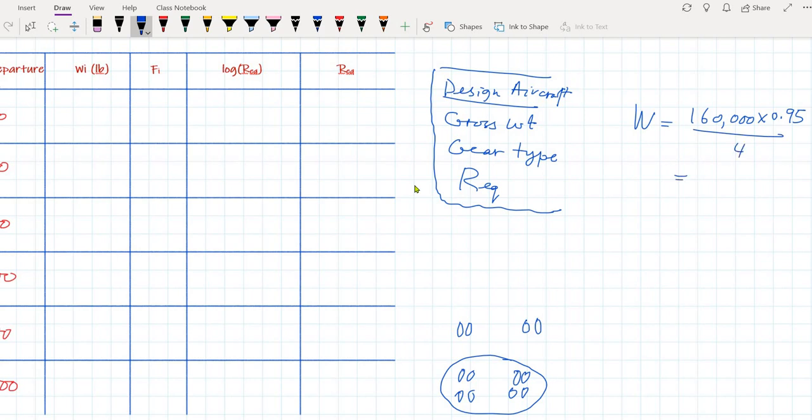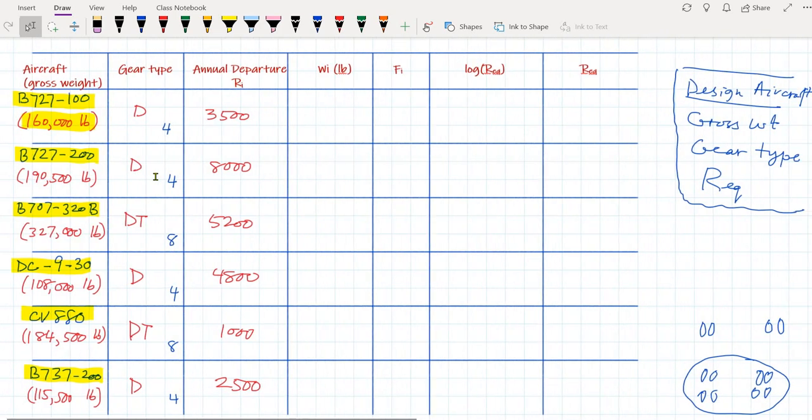So if we multiply 160,000 by 0.95 and divide by 4, it comes to 38,000. So one wheel is going to carry 38,000 pounds. I'm not going to write units because I have written here that the unit is pound. Next, 190,500, again 4 wheels. If we multiply 190,500 with 0.95 and divide by 4, we should get 45,244. There are some decimals I'm ignoring because these numbers are big, so we can ignore those decimals.